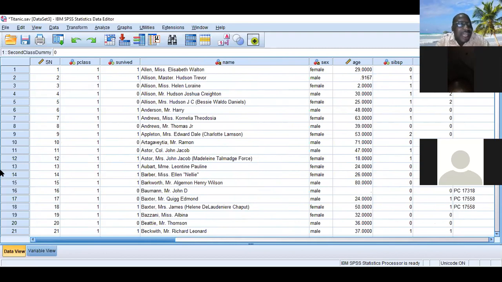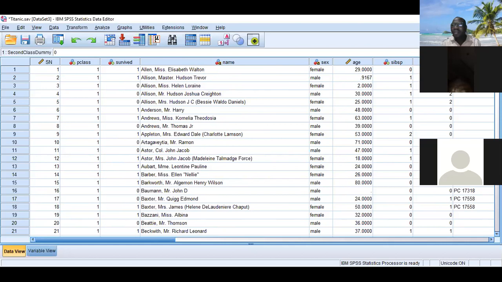All those other ones, they are independent, they are the factors. We want to know what determines if somebody survived or not that day. The dependent variable is survive or not survive.